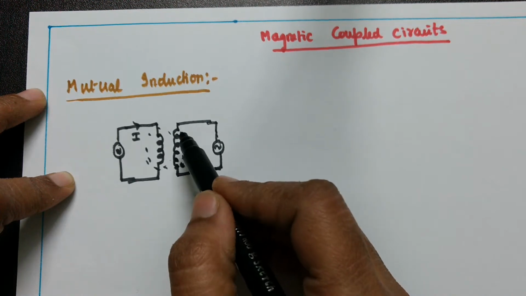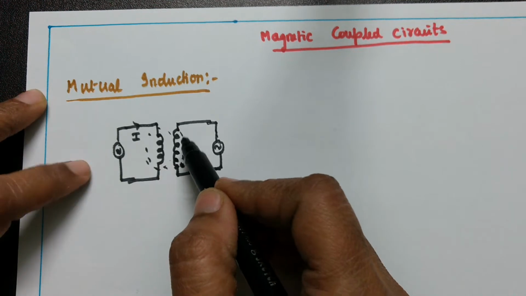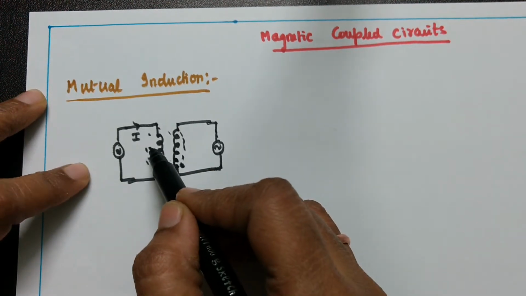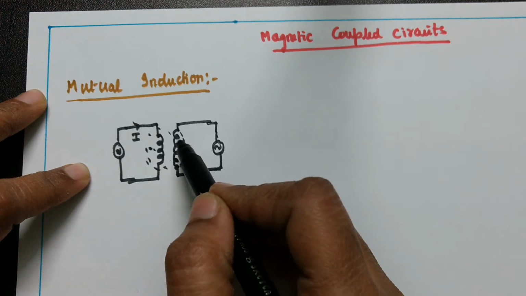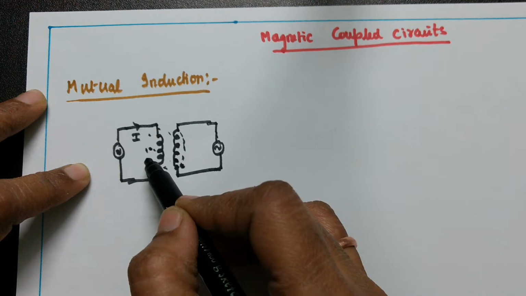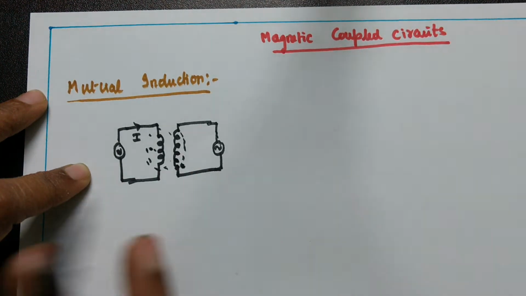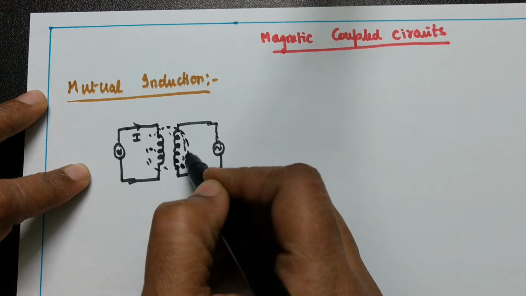A part of the flux which is set up in the second coil, coil number 2, will be induced in the first coil. A part of the flux which is set up in the first coil will be induced in the second coil. So mutual induction is happening. That is called mutual induction.